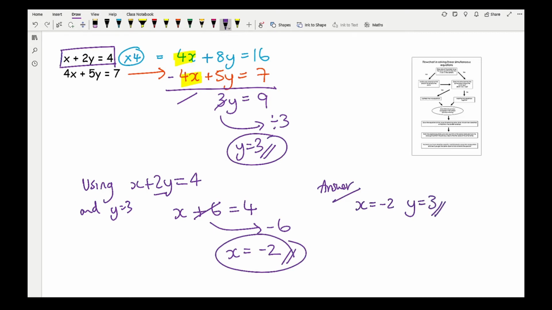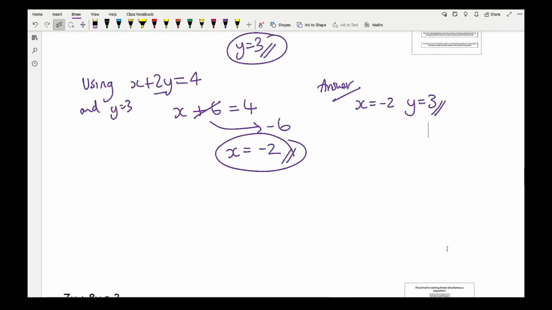Now, if you do find that one of your answers is a fraction or a decimal number, I strongly recommend leave it as a fraction. Don't write answers as decimals, always leave them as a fraction. But again, the only time that generally will happen is if it's on a higher GCSE paper or your question is deemed as a high level question. But generally, if you end up with a decimal answer, unless it's 0.5, leave it as a fraction.